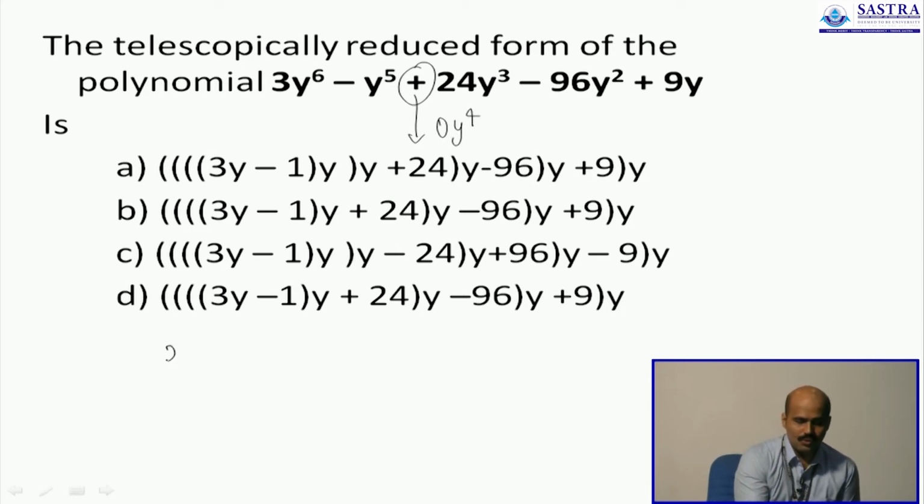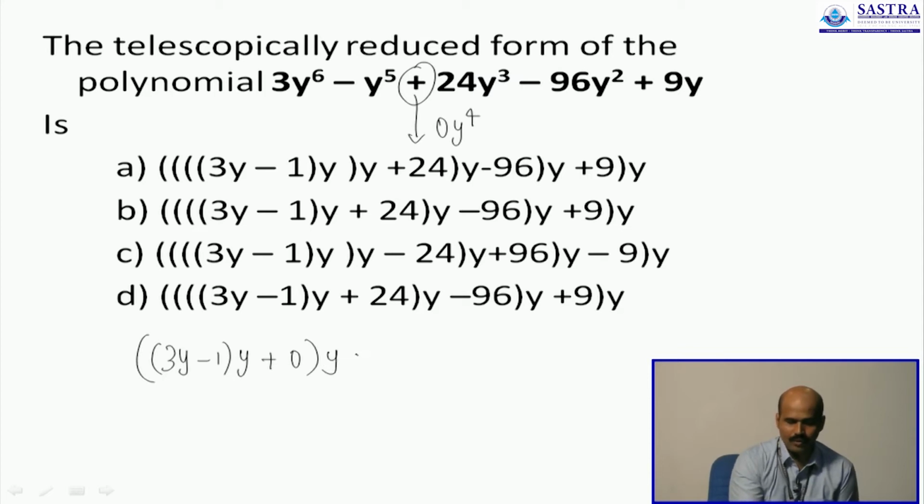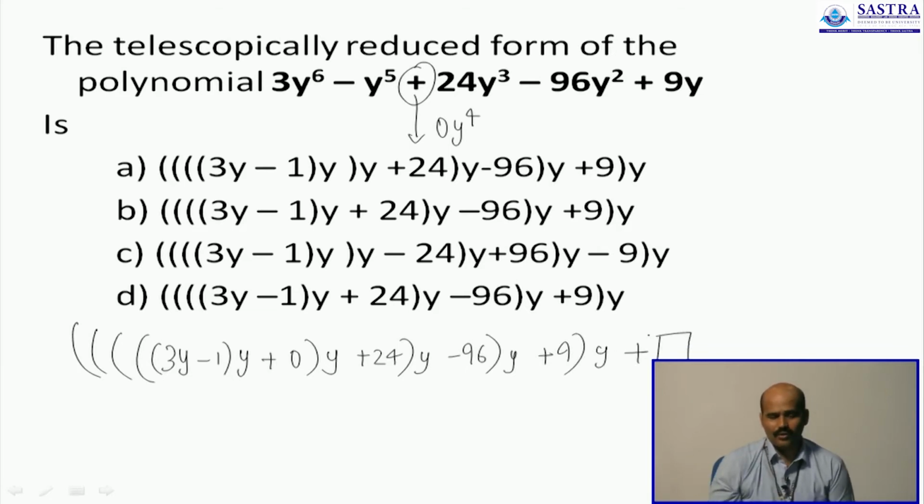So when you do this, you will start with 3y minus 1. You will include a y, that's all right, because you need the y power 5, but you don't need the y power 4, so that's a 0 and a y outside, plus 24 with another y outside, minus 96 and another y outside, plus 9 and another y outside. There is no constant to add, there is nothing to add on the right.